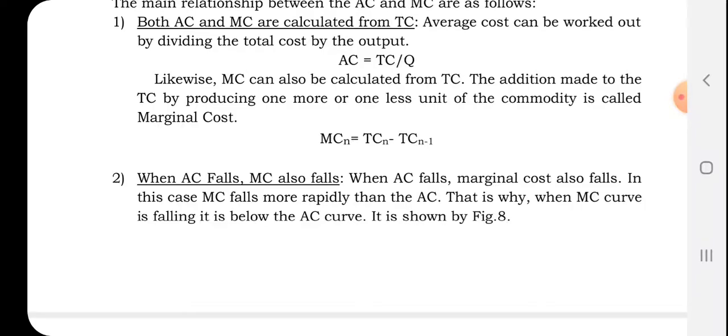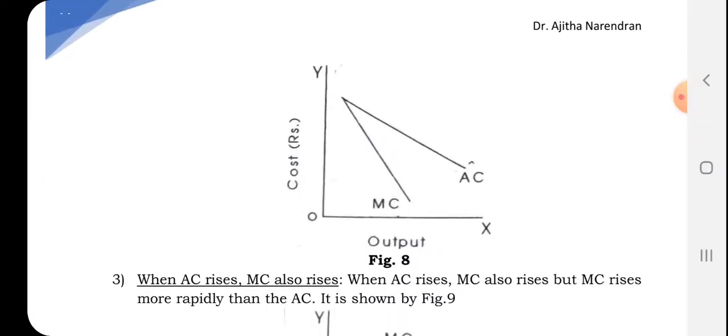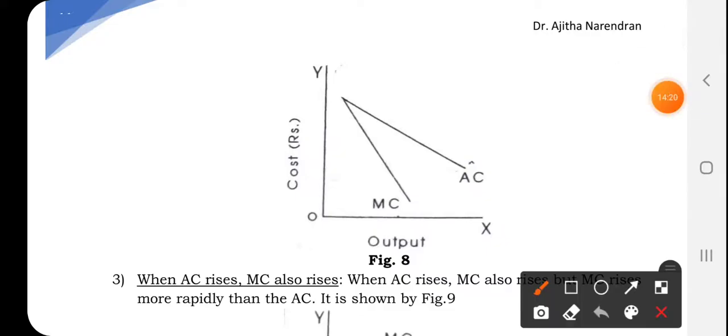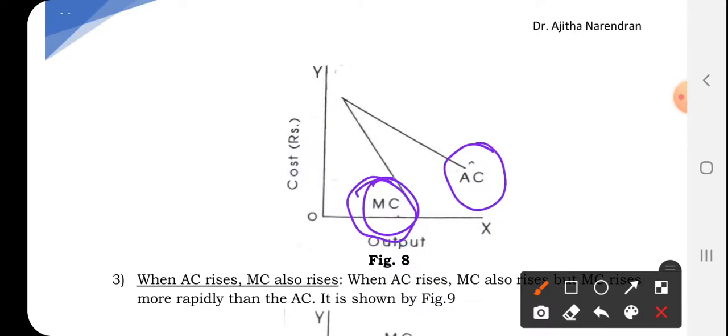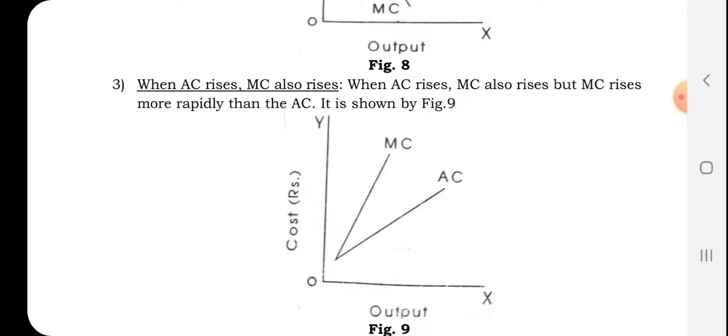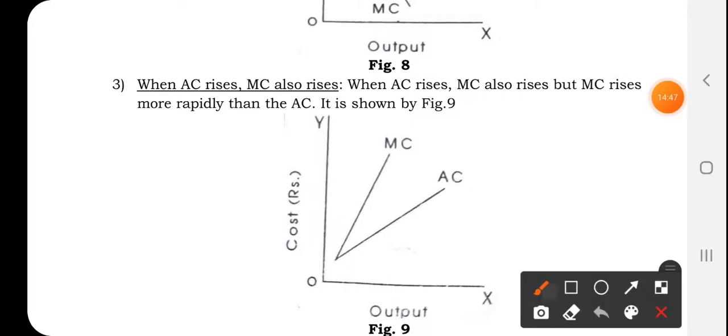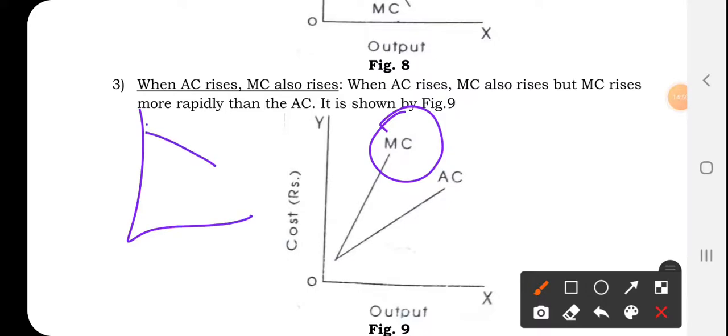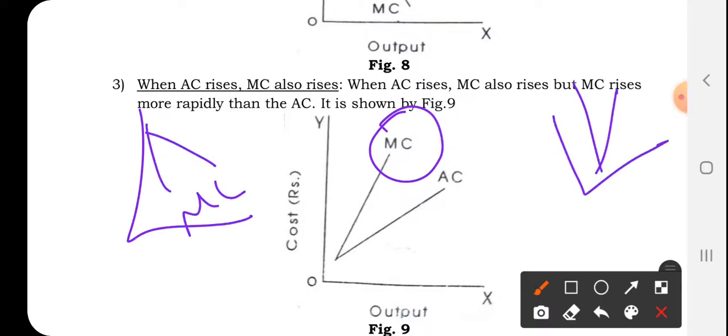When average cost falls, marginal cost also falls, and the rapidity you can see is more in case of marginal cost. Why is it more? Marginal cost is below the average cost curve, since marginal cost is for one particular unit, but average cost is for the whole set of units being produced. When average cost increases, marginal cost also increases, and the rapidity is again more in case of marginal cost. When it decreases, marginal cost is below. When it increases, marginal cost is above.